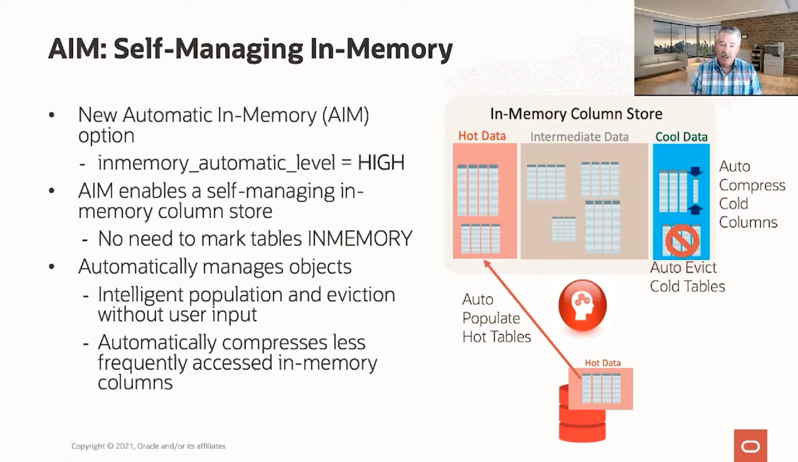But anyways, we have a new parameter called High. So we've got low and medium from 18C, and now in 21C, we have in-memory automatic level High. So you can set High, it's not on by default. And what that does is it literally goes through and marks all of your application tables to be eligible for in-memory. It does it automatically, and I'll show you that in our demos. And then based on access statistics, it will manage not only population, but it gives the ability to compress columns and to evict, and so it'll do all of that.